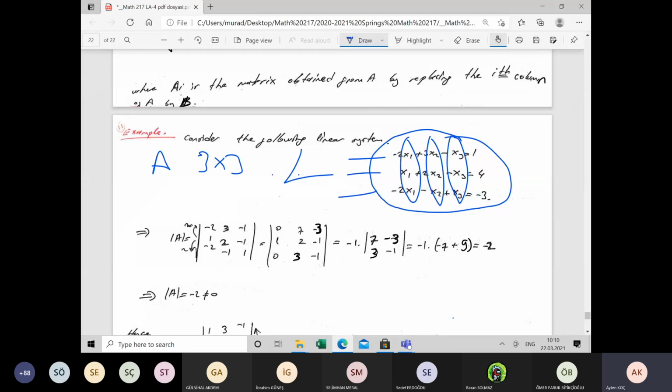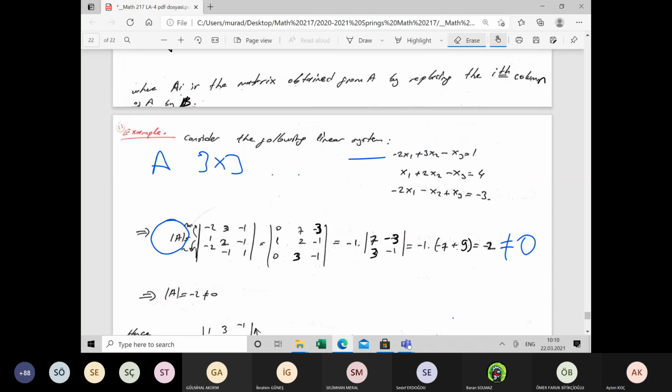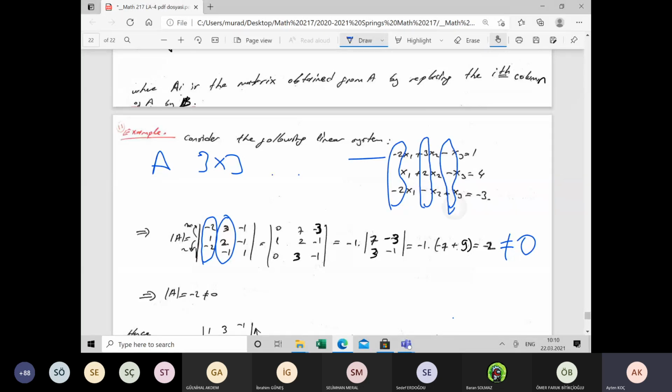The second one, the determinant of A should be non-zero. Yes, look at the coefficient matrix A. What's the coefficient matrix? The first column holds the coefficients of the first unknown, the second column the coefficients of the second unknown, and the coefficients of the last unknown will be the last column. Yes. So let's compute this one.